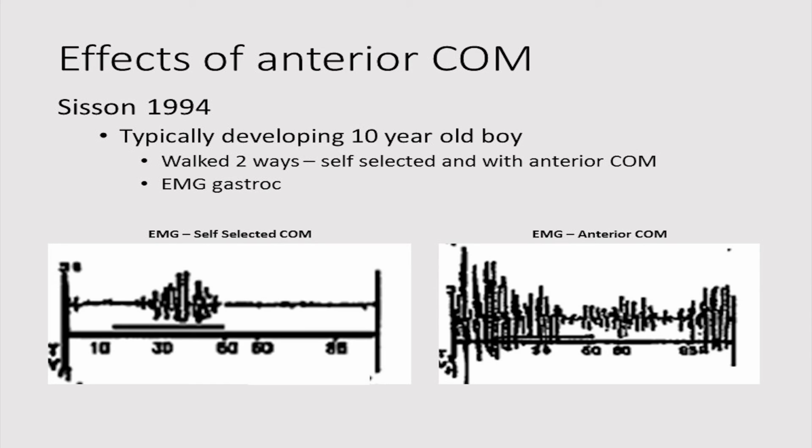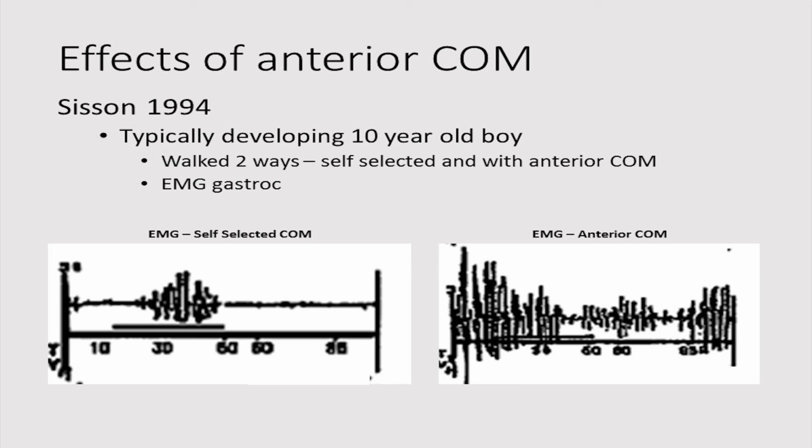So this paper wasn't actually published. It was a poster presentation that was done in 1994, but I feel like the implications of this presentation were really big. These guys took two 10-year-old boys. One was typically developing, one had spastic cerebral palsy. They had them each walk two different ways. The first way for the typically developing child was self-selected, and the second way was with an anterior center of mass. They did gastroc EMG.